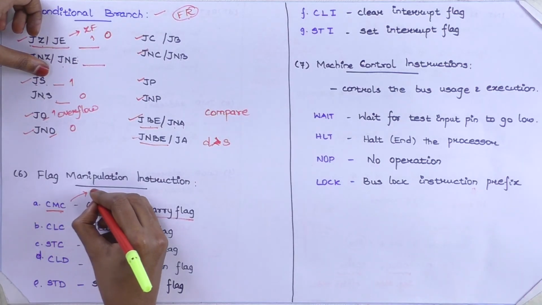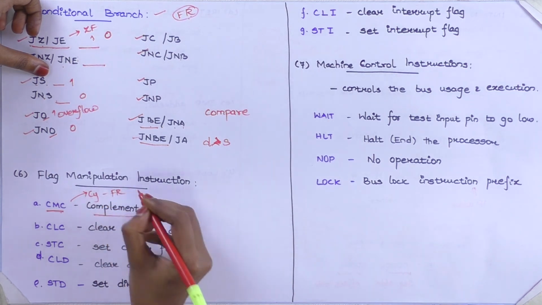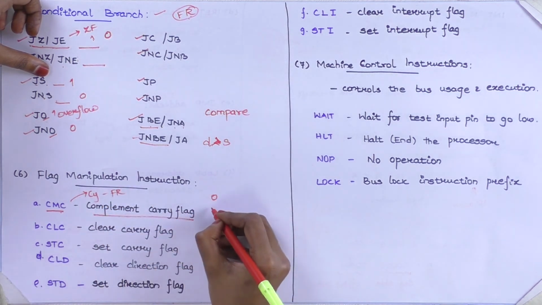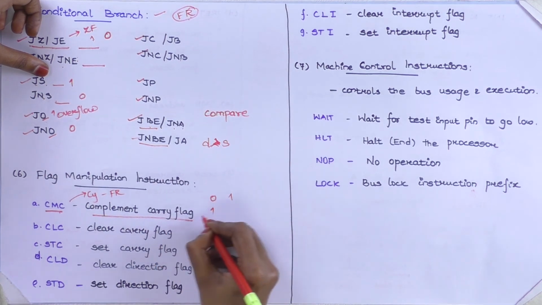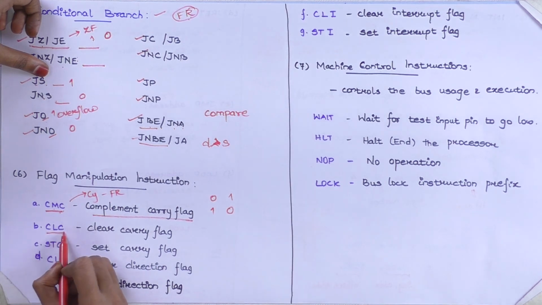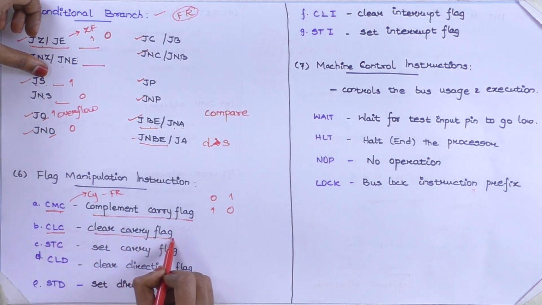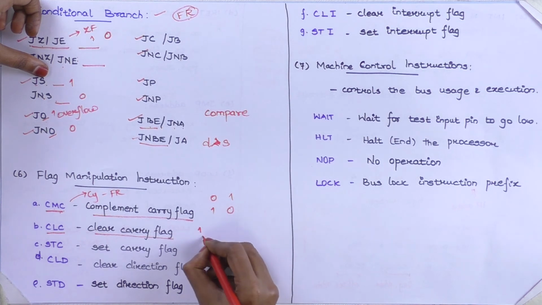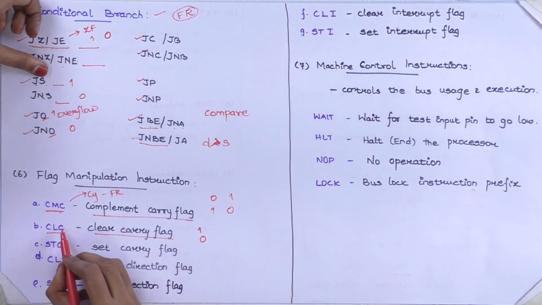These instructions will affect a particular bit of the flag register. We will see how this affects the flag register now. The first instruction is CMC, which is nothing but complement carry flag. This instruction will check the carry bit of the flag register. If it is 0, it will complement it to 1. If it is 1, it will complement it to 0. That's the purpose of CMC. The next is CLC, which is nothing but clear carry flag. If my carry bit is 1, it will make it 0. That's the purpose of CLC.